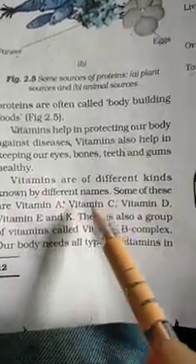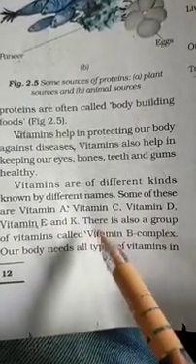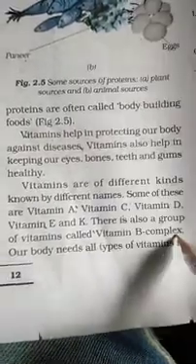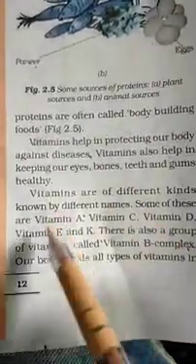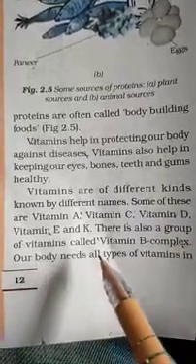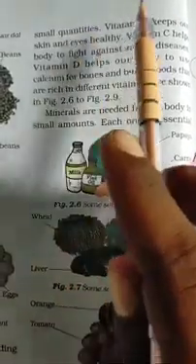There is also a group of vitamins called the vitamin B complex. Our body needs all types of vitamins in small quantity. Our body needs fats and carbohydrates, protein foods, and also a small quantity of vitamins.